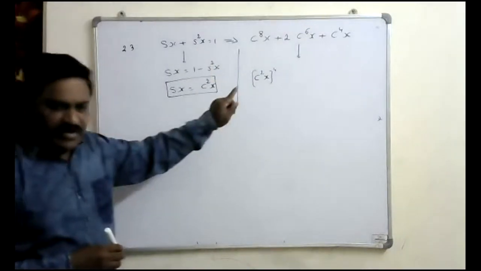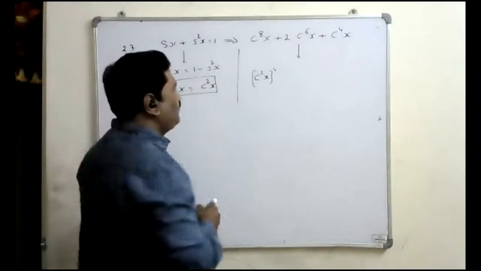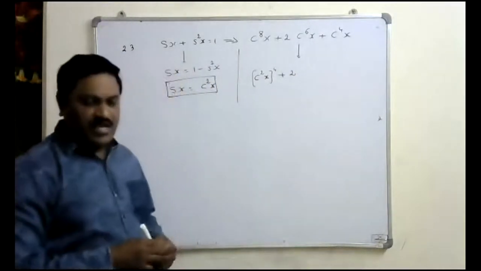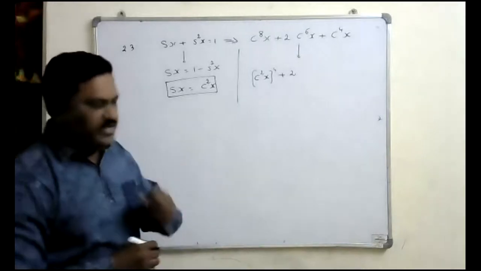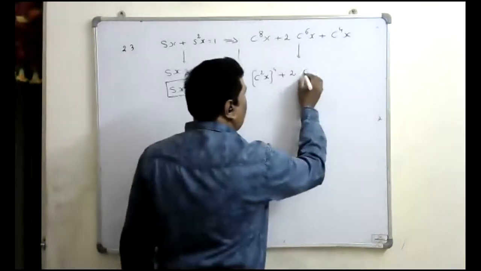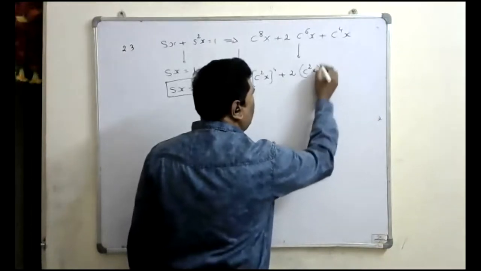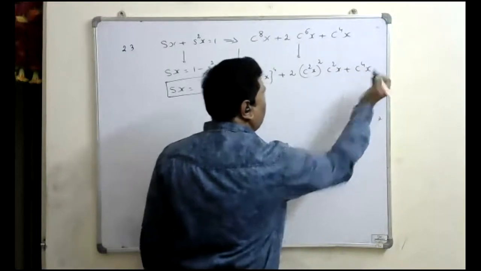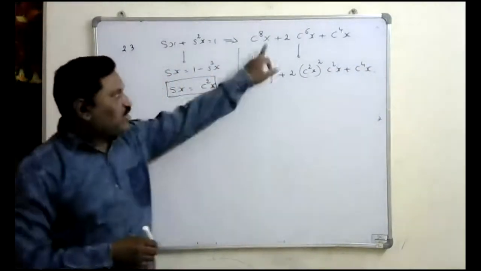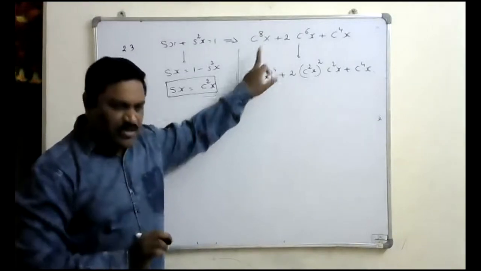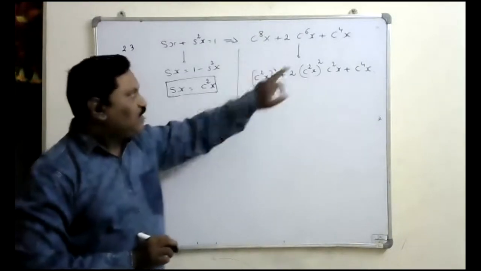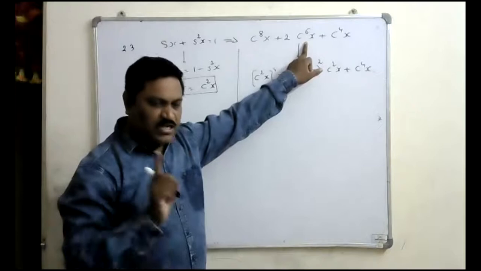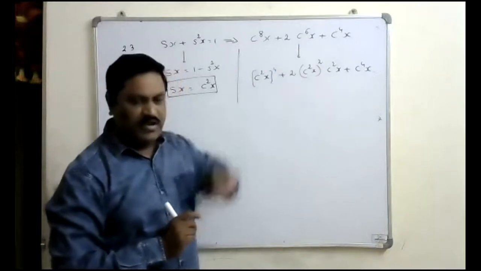Cos power 8x, I will write as cos square x whole power 4, plus 2 cos power 6x. Cos power 6x, I will write as cos power 4x into cos square x. Cos power 4x, write down as cos square x whole square, into cos square x plus cos power 4x. So cos power 8x is cos square x whole power 4, cos power 6x is cos power 4x into cos square x, and cos power 4x is cos square x whole square.